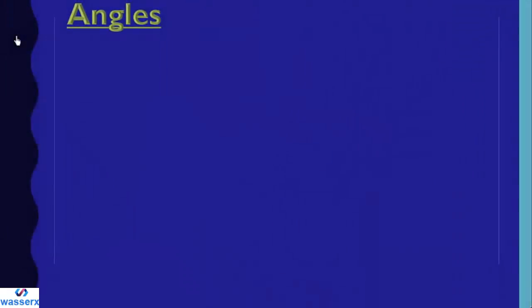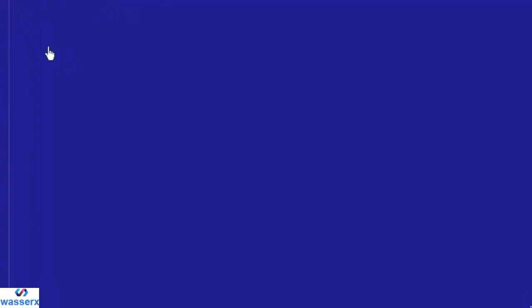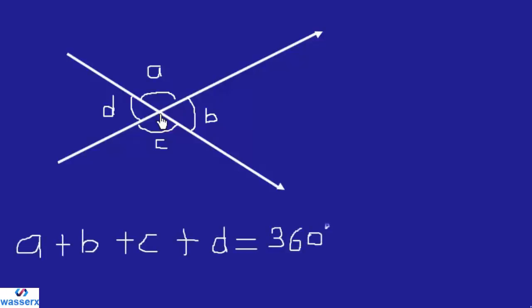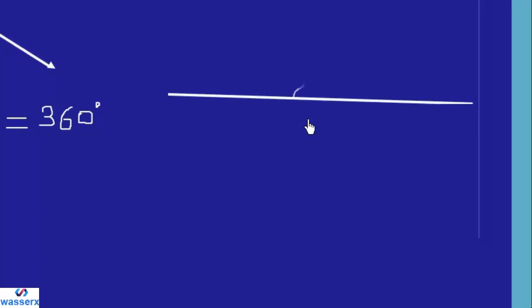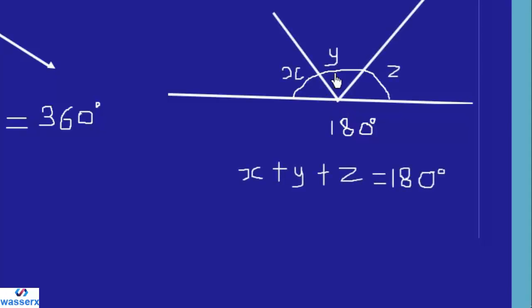In this lesson, we are going to consider angles, then angles in triangles and polygons. Whenever we have two or more rays intersecting at a point, then angles are formed at that point. The sum of all these angles will always give us 360 degrees. For a straight line, the sum of angles on the straight line will give us 180 degrees. We can divide these angles into a number of angles and they will still sum up to 180 degrees.